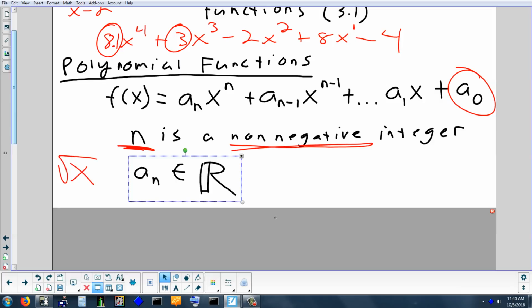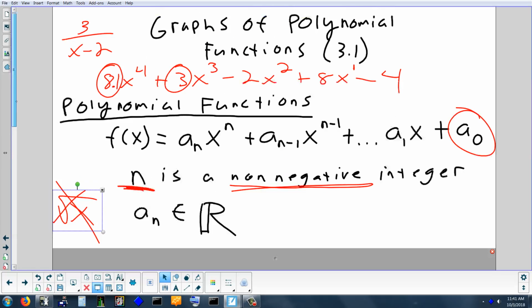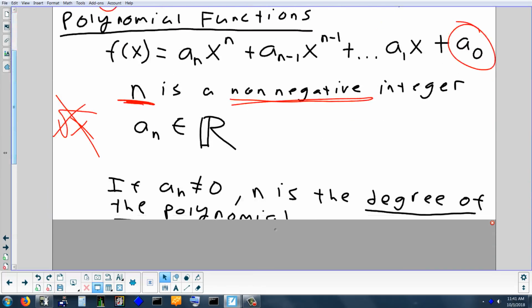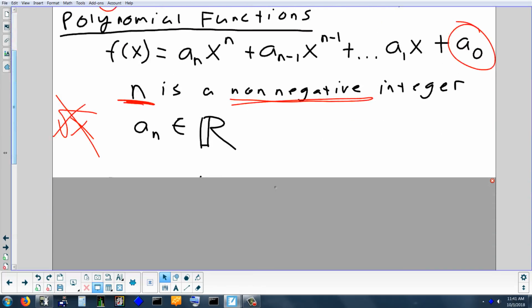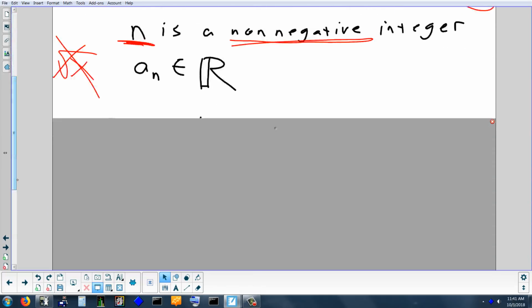That is not a polynomial. Square root of x. No square roots in polynomials. So what's nice is there's no square roots, there's no fractions with variables in the bottom, so that means you can plug in any number you want. You'll never run into an error with a polynomial, with the domain. You can always plug in anything you want.